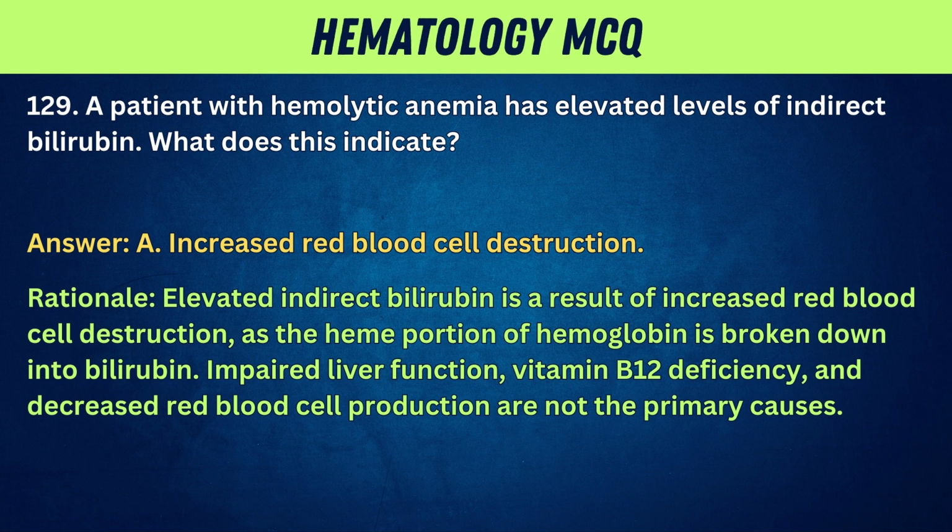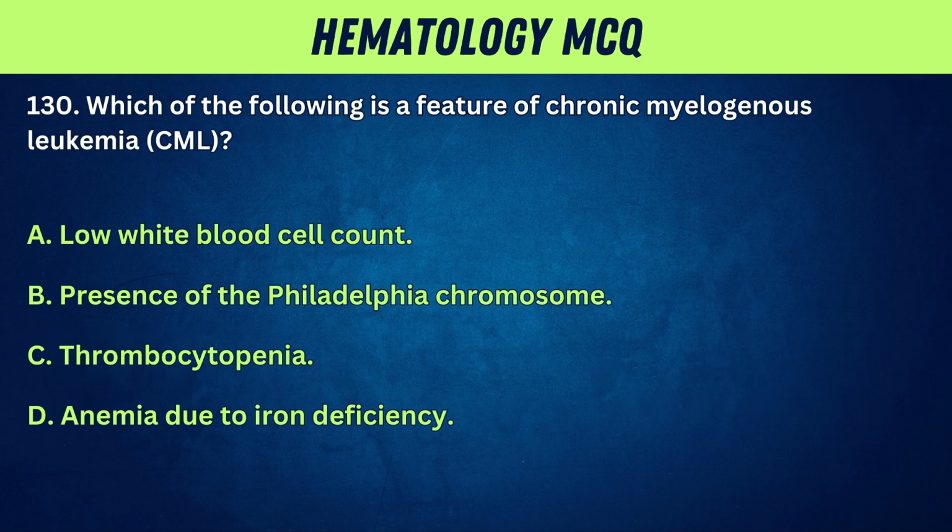Rationale: elevated indirect bilirubin is a result of increased red blood cell destruction, as the heme portion of hemoglobin is broken down into bilirubin. Impaired liver function, vitamin B12 deficiency, and decreased red blood cell production are not the primary causes.